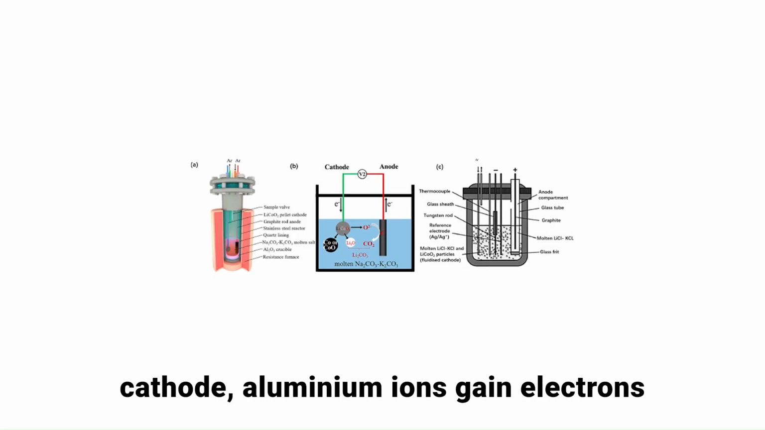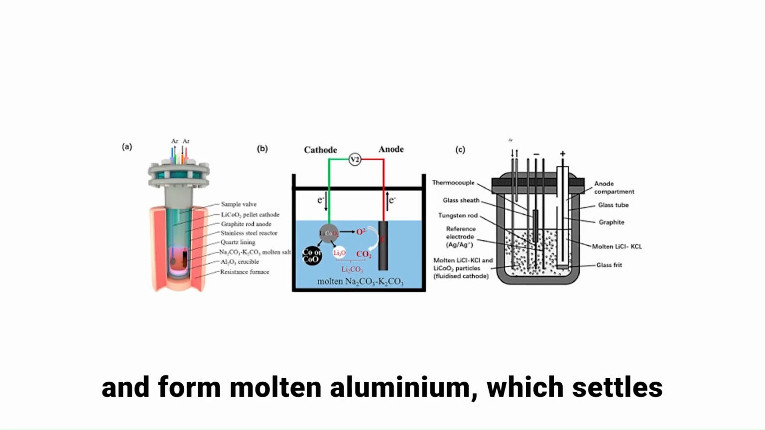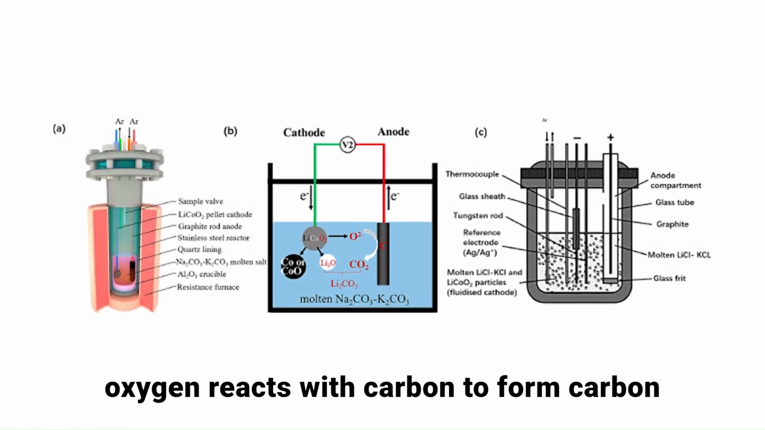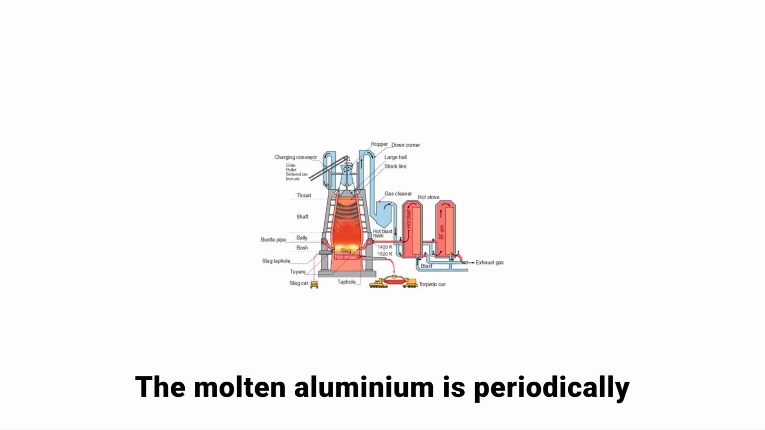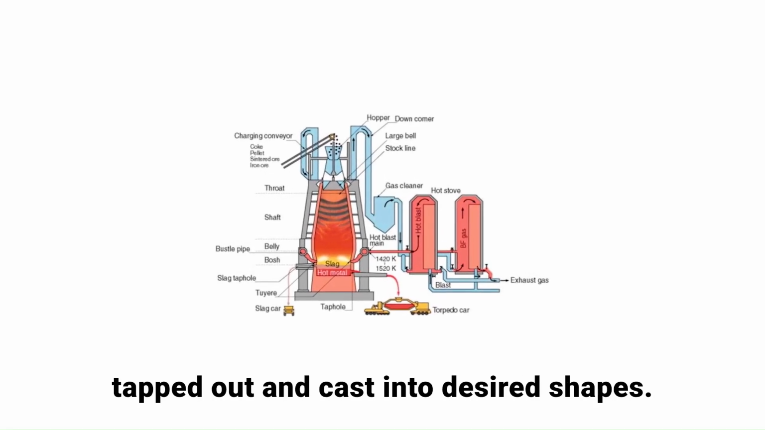At the cathode, aluminium ions gain electrons and form molten aluminium, which settles at the bottom. At the anode, oxygen reacts with carbon to form carbon dioxide, which escapes as gas. The molten aluminium is periodically tapped out and cast into desired shapes.